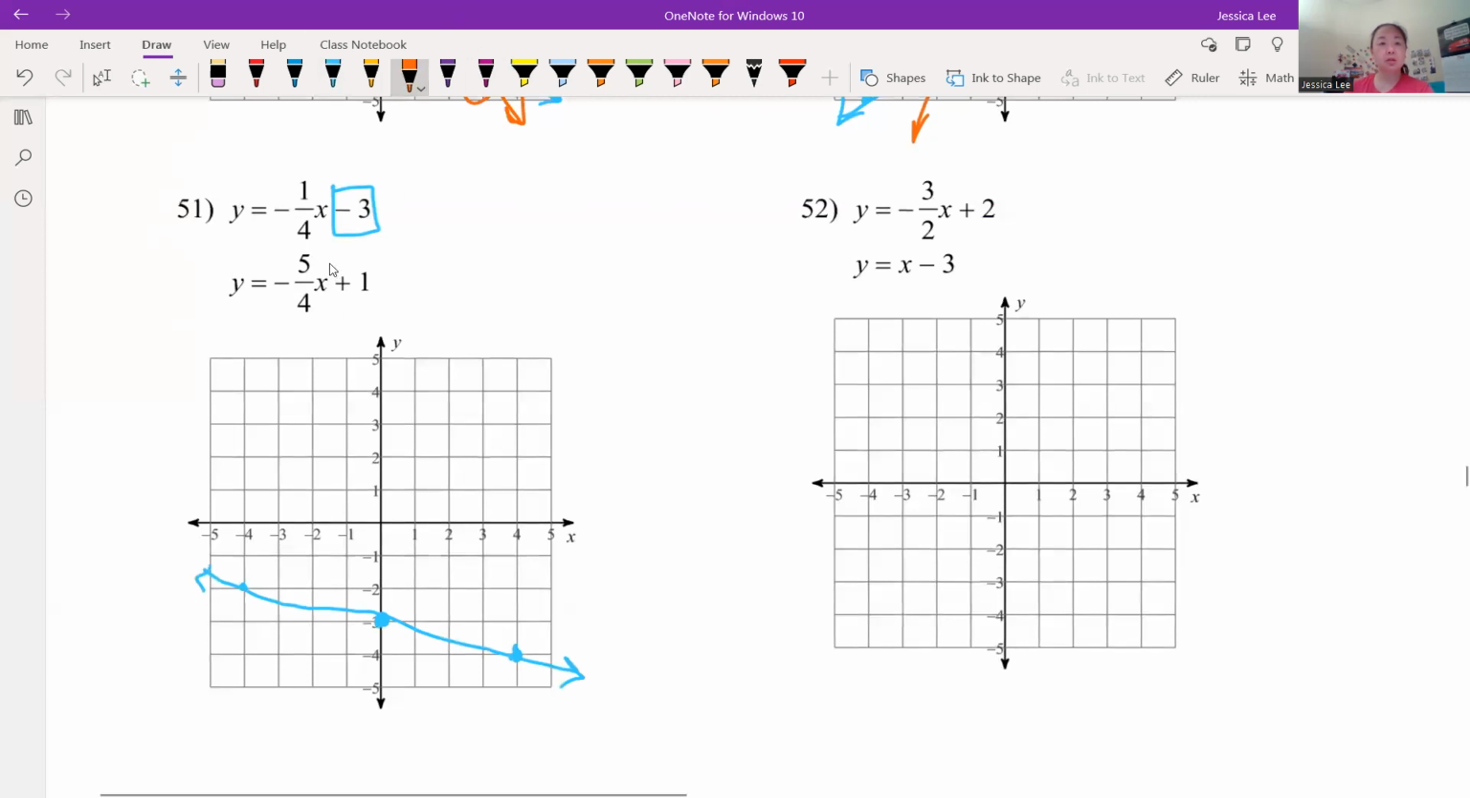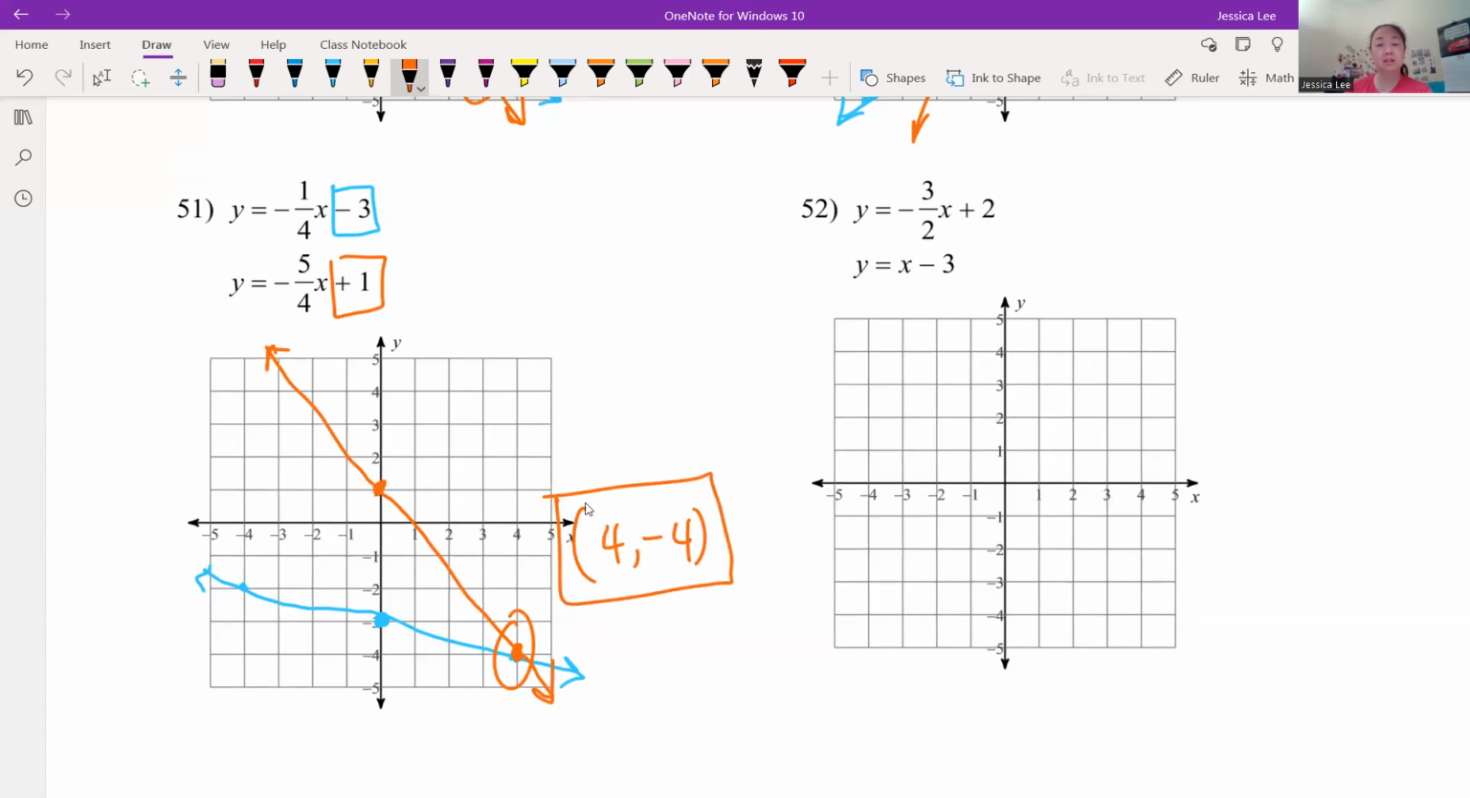Then the second equation is going to be +1, so on our y-axis is 1. I can't go up 5, so I'm going to go down 5. There's 4, 5. And then we're decreasing, so I have to go to the right. Oh, look, you know exactly where they cross. Right there. So that's going to be 4, -4. Did you notice that all of our answers have been like the y coordinate is -4?